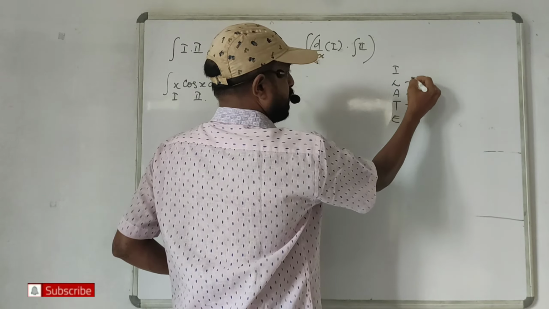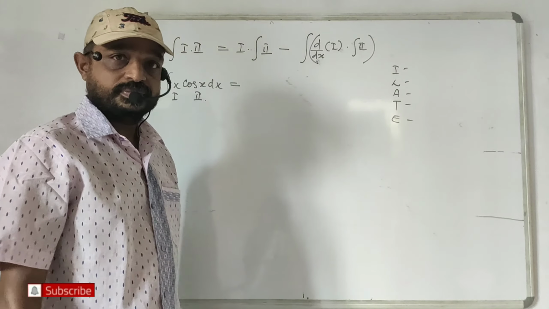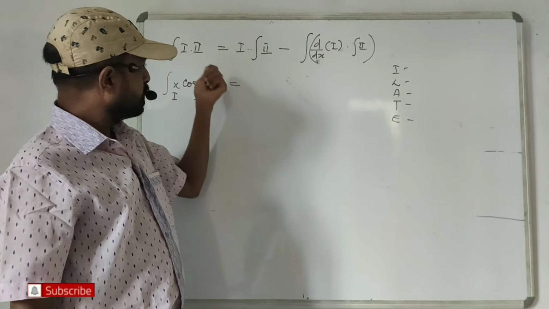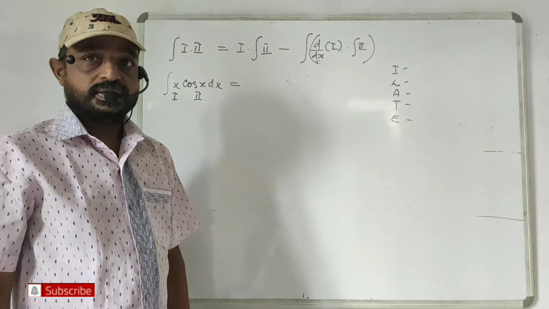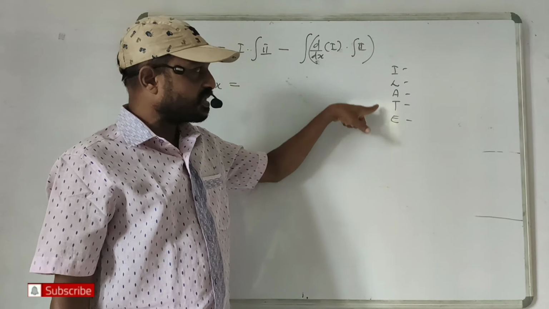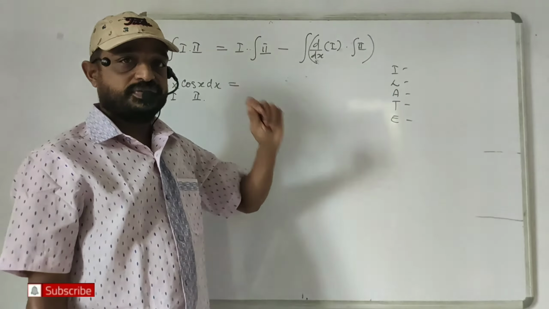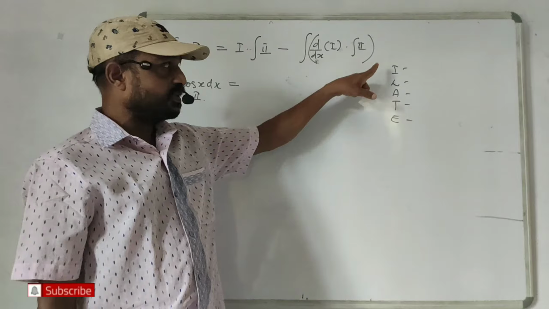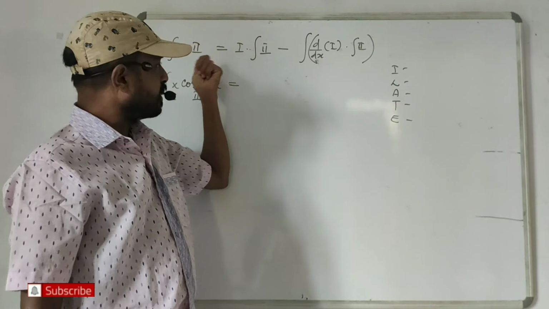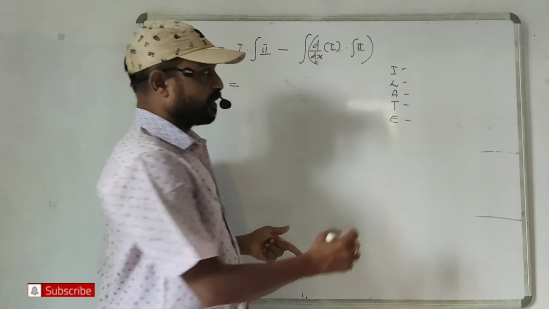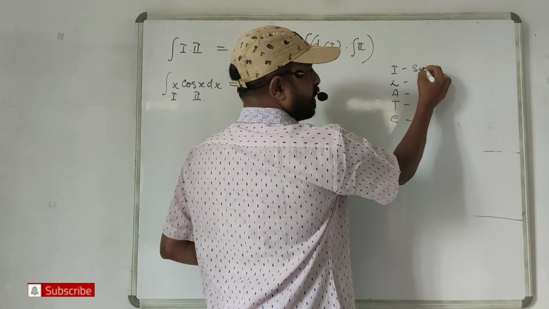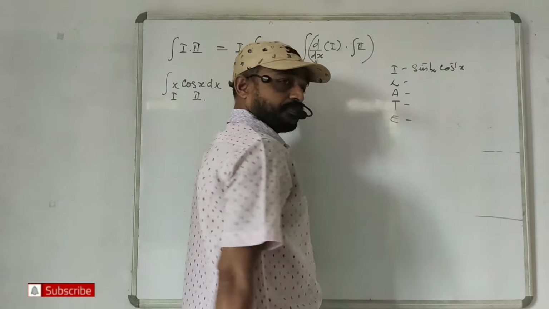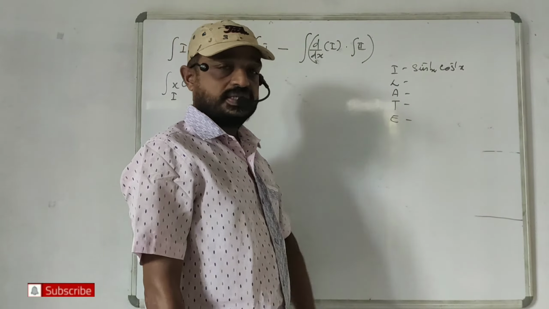Remember, ILATE is not a mathematical rule, but for the sake of simplicity we can use ILATE to choose the first and second function. The function which comes first in ILATE is taken as the first function. How will you choose the first function? The function which comes first in ILATE is taken as the first function. What is I? I is inverse trigonometric function, that is sin inverse x, cos inverse x, etc. I stands for inverse trigonometric function.